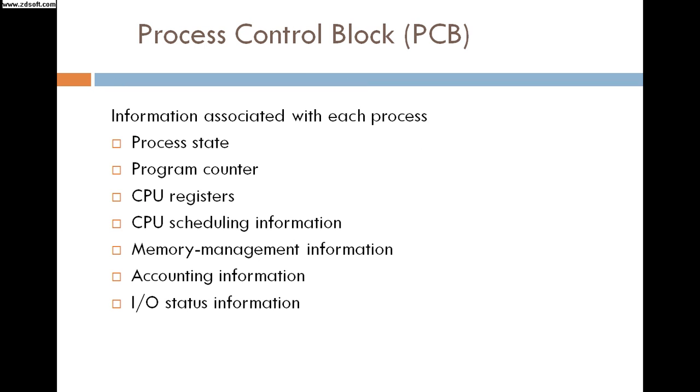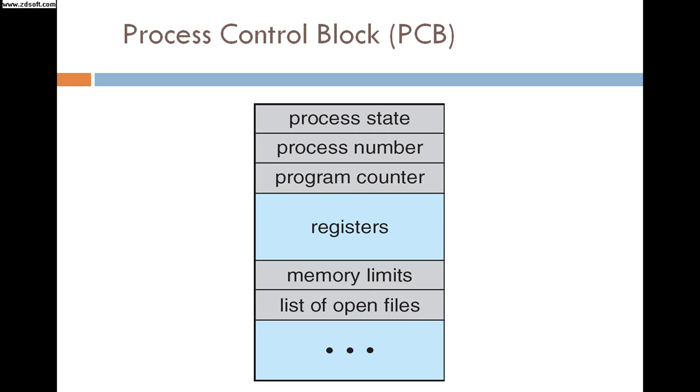N number of processes will be there at any point of time in the system. So how can we uniquely identify a process in the system? With the help of the process control block, otherwise called the PCB. Under this PCB, the relevant information about the process resides, such as process state, program counter, CPU registers, etc. This is a pictorial representation of the process control block.